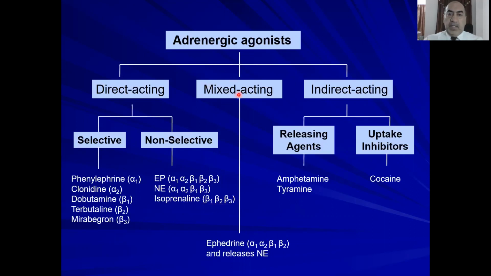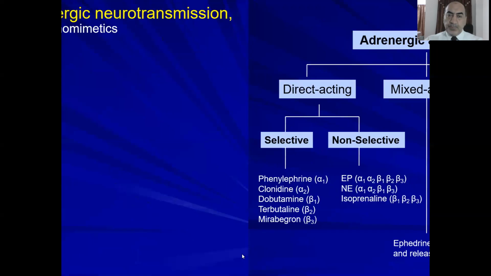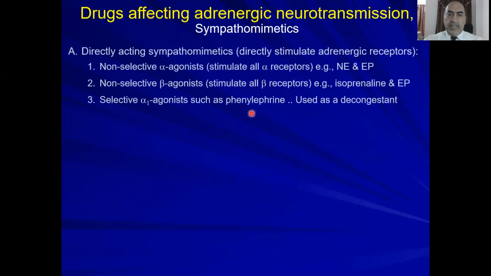The last class is mixed acting, which works both by direct acting, such as epinephrine, which activates alpha and beta receptors, mainly beta receptors, and by indirect acting, where it releases norepinephrine. More details about these drugs. So again, the direct acting sympathomimetic drugs.